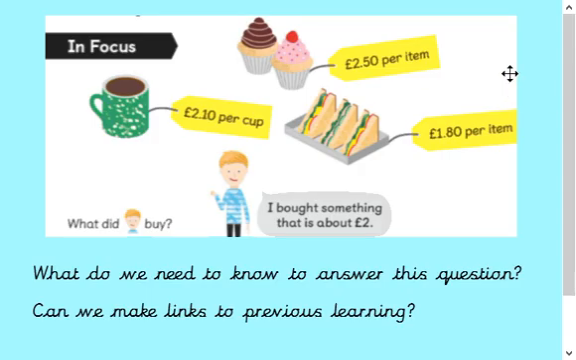Okay, our in focus question this morning, we've got some items here. We've got a cup of coffee there, which is £2.10 per cup. We've got some cakes, which are £2.50 each. And we've got sandwiches here, which are £1.80 each. Now, the young man here says that he bought something that was about £2.